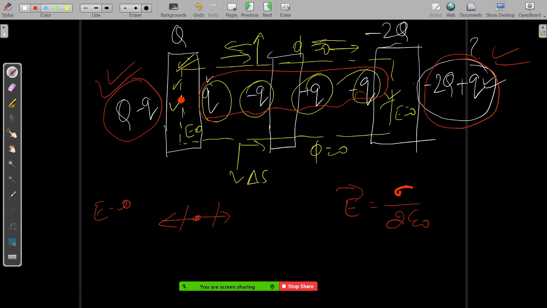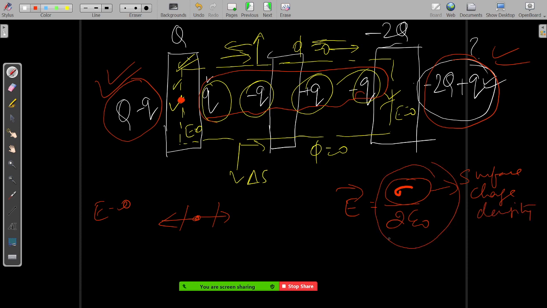This electric field is equal to sigma by 2 epsilon naught, where sigma is the surface charge density. Don't worry about this, we'll just see this. You can find in this formula that it nowhere depends on the distance from the surface charge density, because we are taking these plates as very large in comparison to the distance between the plates.